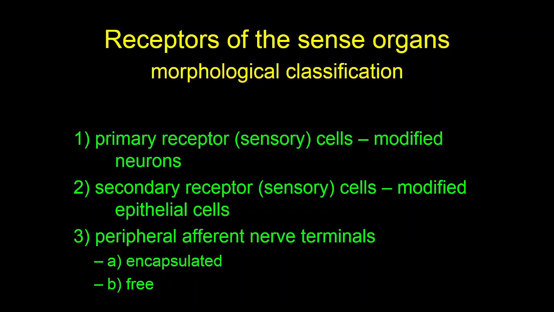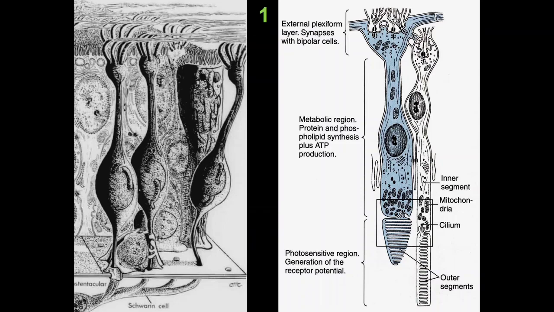And then we have these peripheral afferent nerve terminals, which can be encapsulated or free. We have many types of encapsulated afferent nerve terminals, and they are for proprioception, touch, heat and cold, and for pain. So we're going to talk about them. Let's start with the olfactory epithelium. But not in this case.